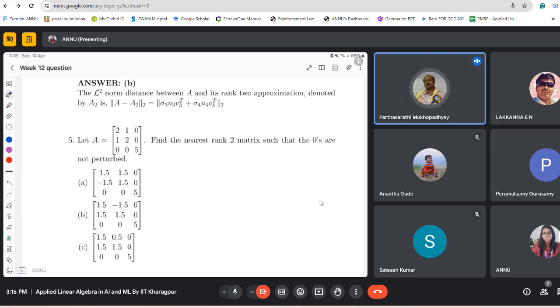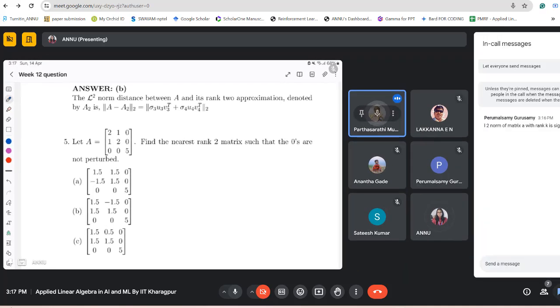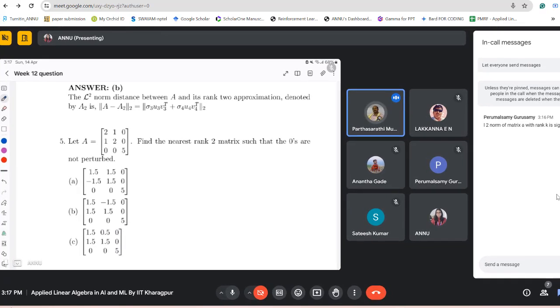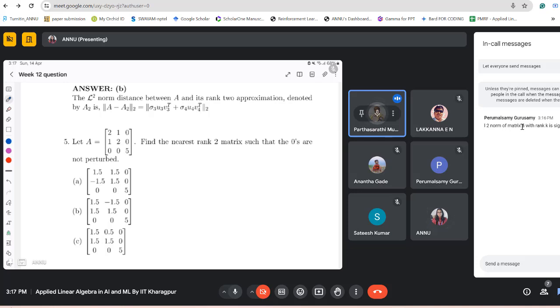Then why is it becoming equal to that? Maybe there is something special in this case. Maybe it is equal because for this particular matrix the singular value is 1. He is also telling that the L2 norm of a matrix with rank K is sigma K plus 1. Why not sigma K? It should be sigma K, right? Why sigma K plus 1?